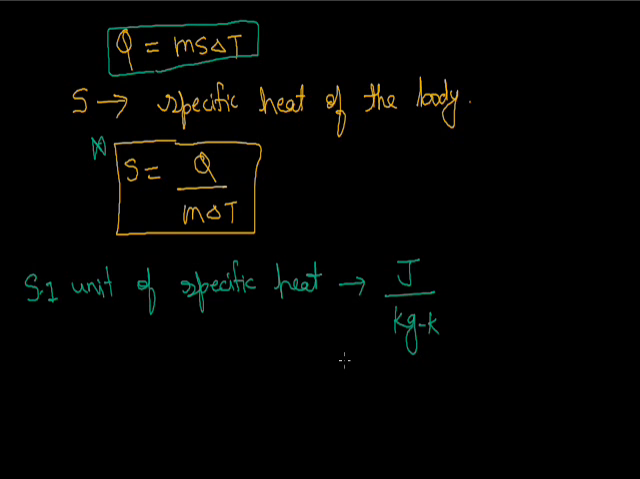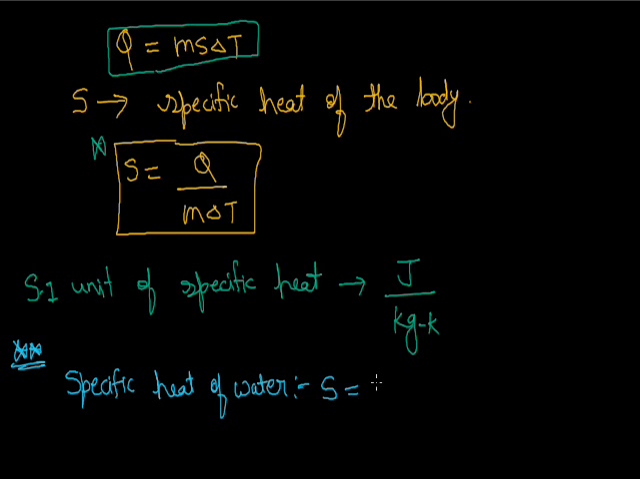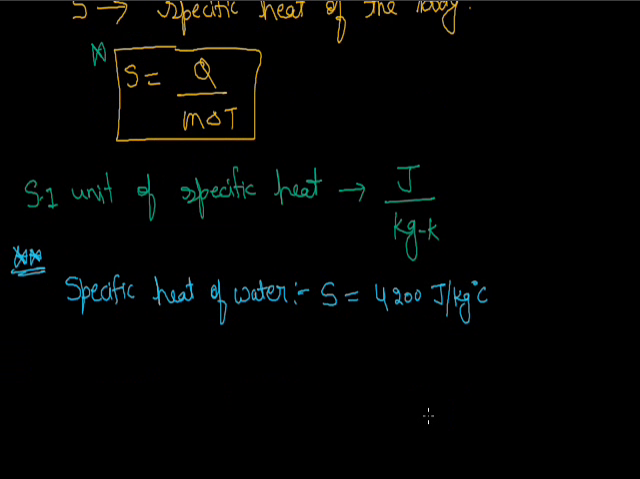Joule per kg Kelvin. Okay, now, star mark: specific heat of water. This is very important and we have to know about this. Specific heat of water, s is equal to 4200 joule per kg degree Celsius. If we want this in terms of calorie, then s is equal to 1000 calorie per kg degree Celsius.